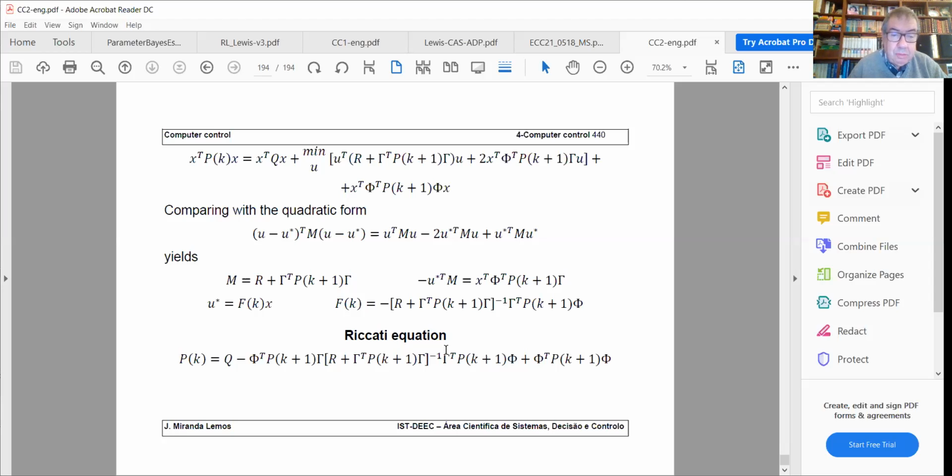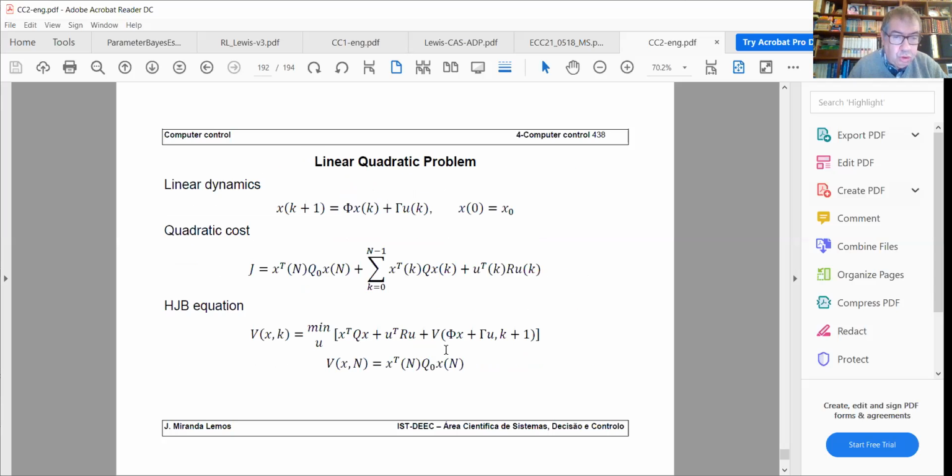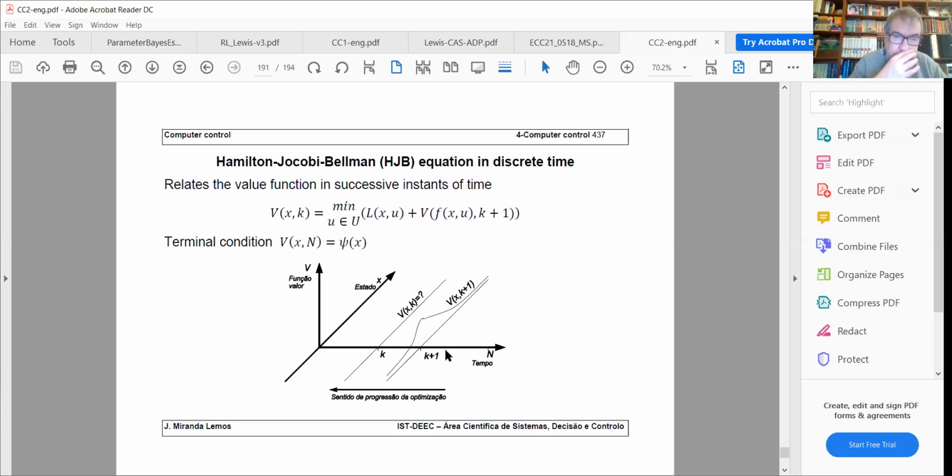Now, perhaps one thing which is much more interesting, but unfortunately we are not able to speak about it, is to use these ideas to develop adaptive controllers, using a technique related to artificial intelligence, that's reinforcement learning. What is reinforcement learning?